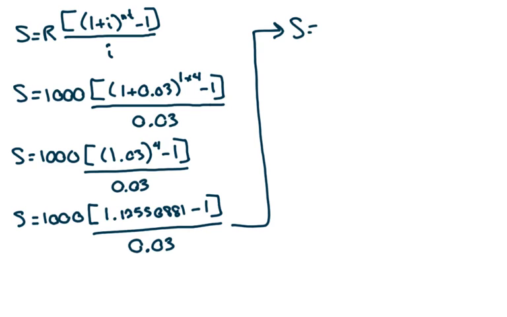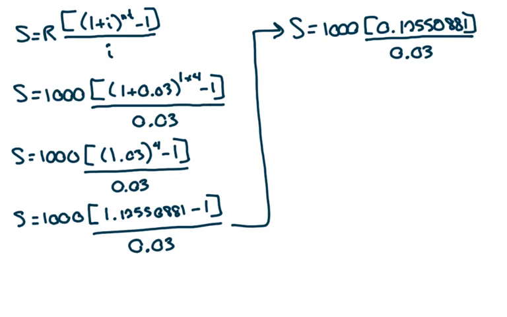We can work out the square bracket here. That is going to be 0.12550881. And from now, we can take this, we can do one-stop shopping in the calculator, working it out, and again it's money, so we'll round it to 2 decimal places, $4,183.63.